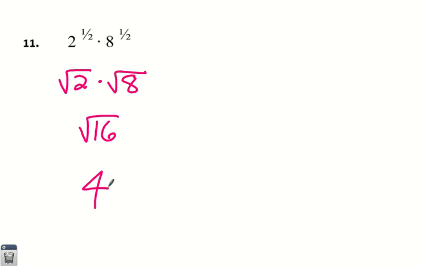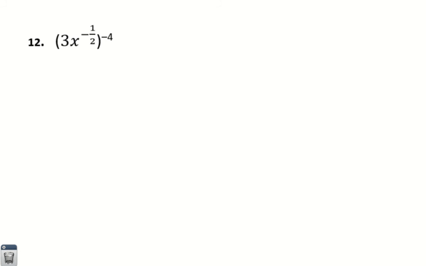Number 11, once again, this 1/2 power essentially means the square root of 2. Same thing here, this 1/2 power just means the square root of 8. Because they're both the same kind of root, we can multiply these together, get the square root of 16, which is just, at the end of the day, 4. Done.